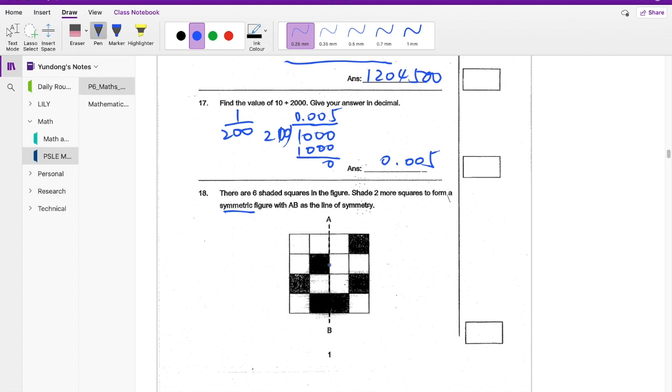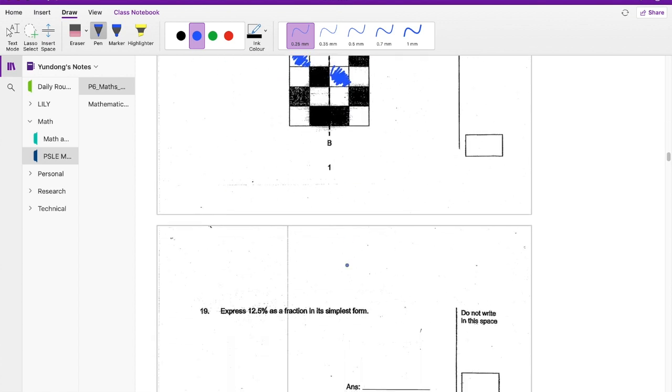So for this one, if based on the line, the left is mapped to the right. So we see here for all the squares, this one is white, this is black, so they are not symmetric. So this one I did shade it. This one same, this one same, this one not. It's black and white. Shade it. Here, black, black, white, white, white, white, black, black. So these 2 squares need to be shaded.